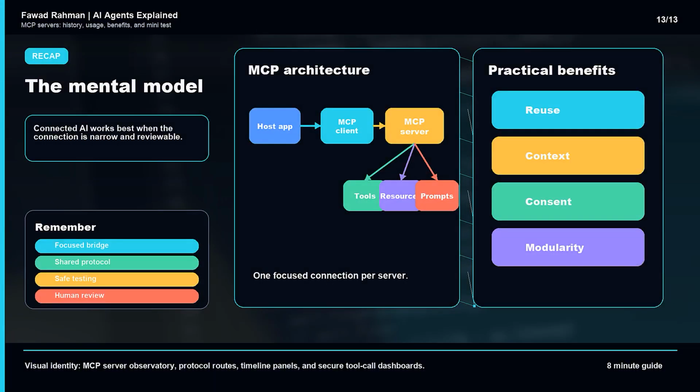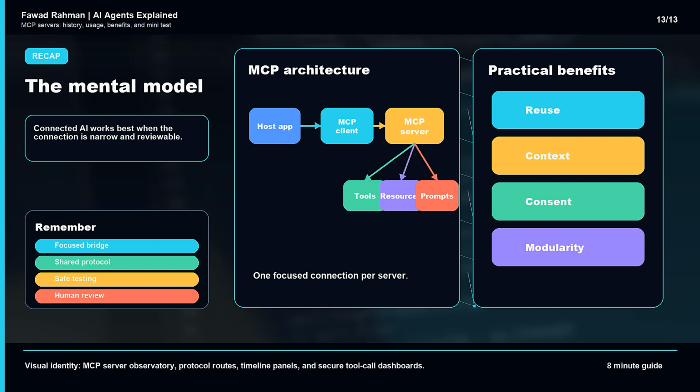Here is the simple mental model. An MCP server is a focused bridge between an AI application and an external system. It grew from the need to replace custom one-off integrations with a shared protocol. It exposes tools for actions, resources for context, and prompts for reusable workflows. You use it by choosing a host, configuring the server, inspecting the available capabilities, and testing safely.